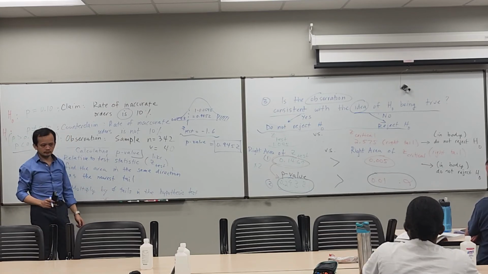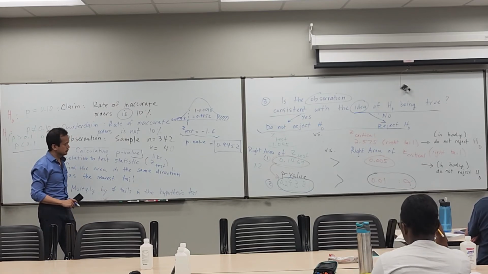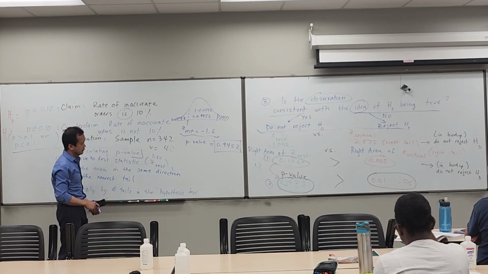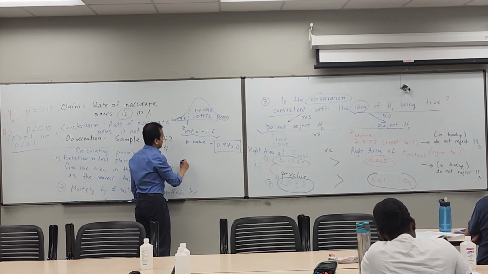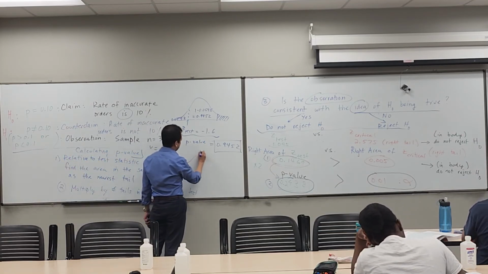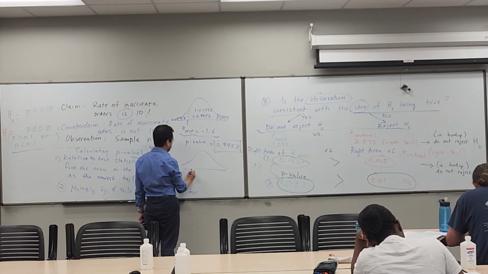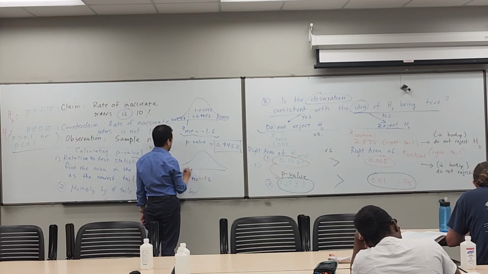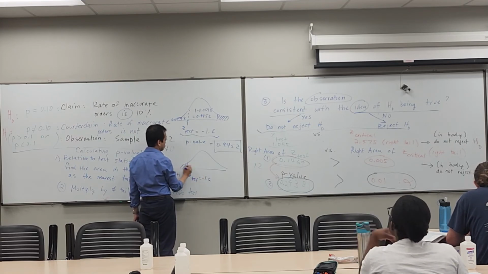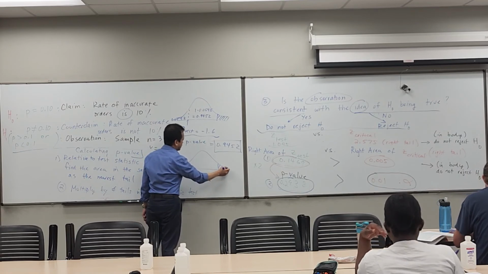Okay, any questions? Alright, so let's say that you had a similar situation where z-test was still -1.6, but now you had a two-tail test. Go ahead and calculate the p-value.